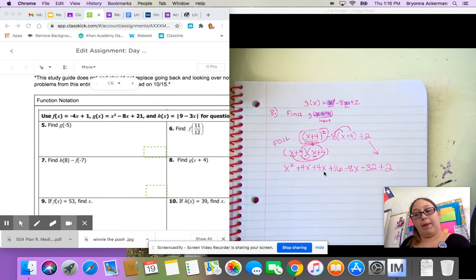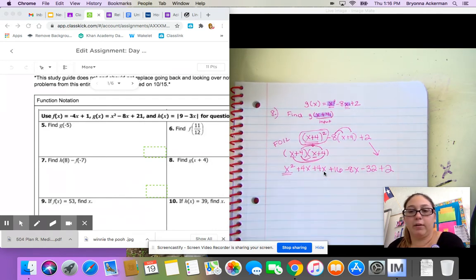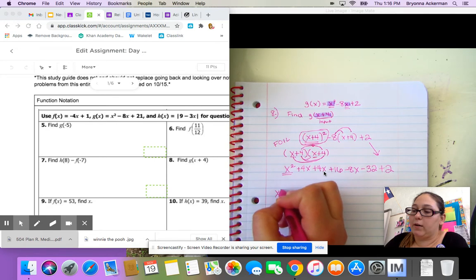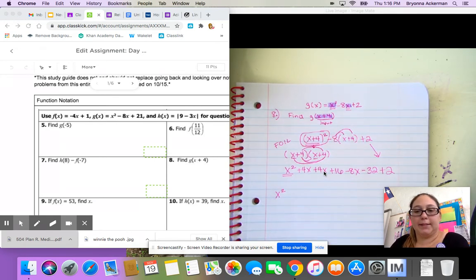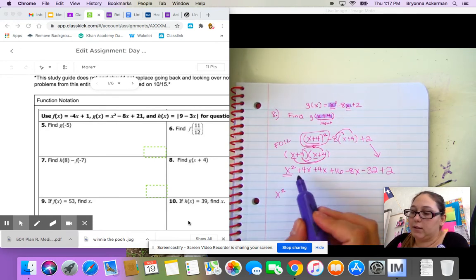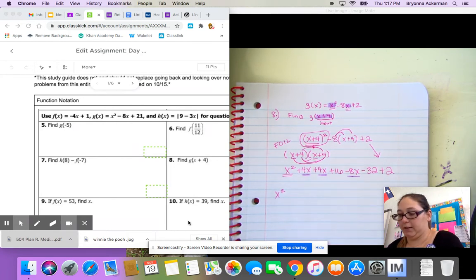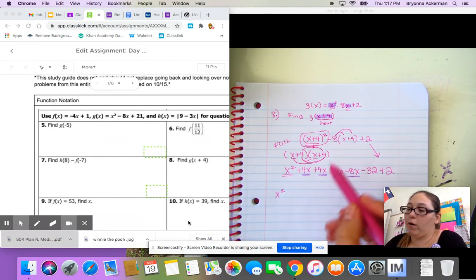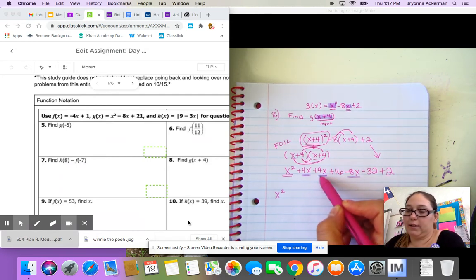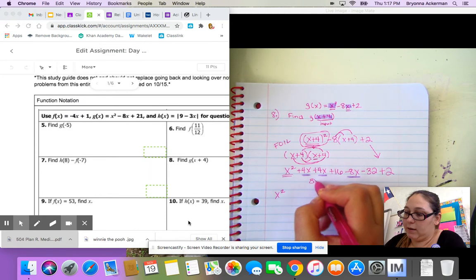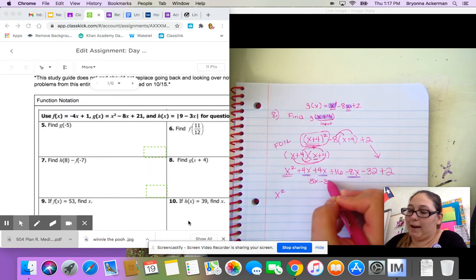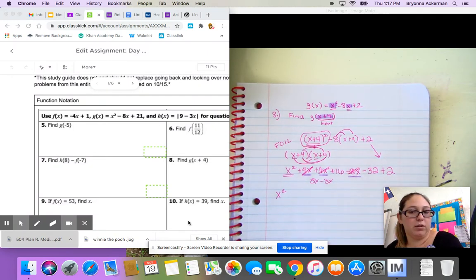And so now you just combine like terms. You'll notice the only x squared I have is right here, and so that goes first, x squared. And then I'm going to combine all my x's together, so anything with an x. We've got 4x and another 4x and a negative 8x. So 4x plus 4x, that's 8x, but then we have minus 8x. And so actually our x's all canceled each other out. So we have no x's left, we just have an x squared.